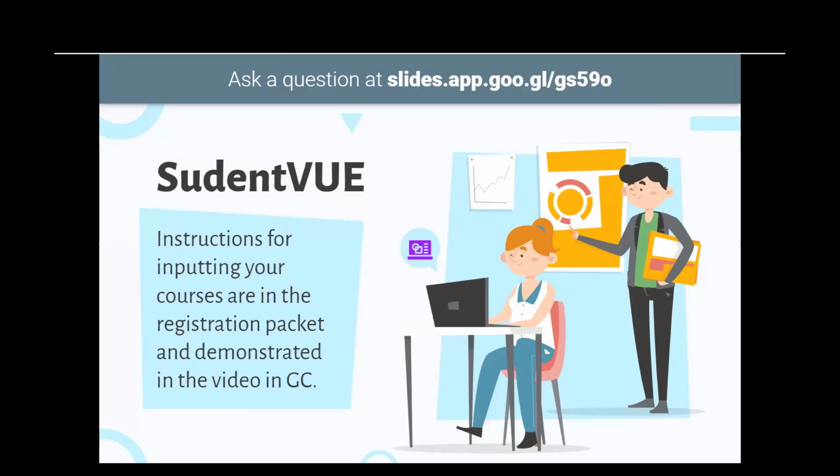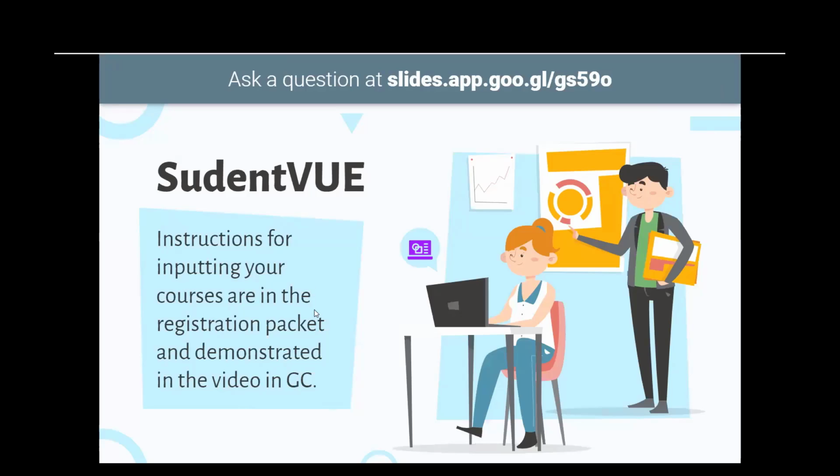So the next thing up is Student View. You all know how to use Student View. You've been there, you've seen it. This is where you're checking your grades and attendance. Once we start posting that there, you can right now see your GPA in there under course history. It's a great place to find information.